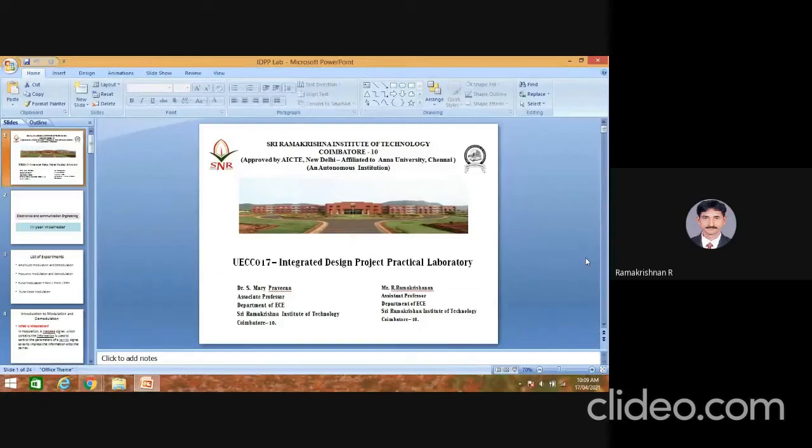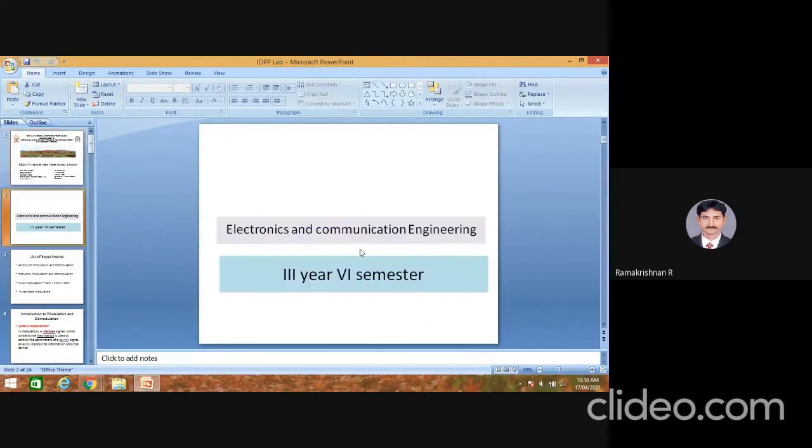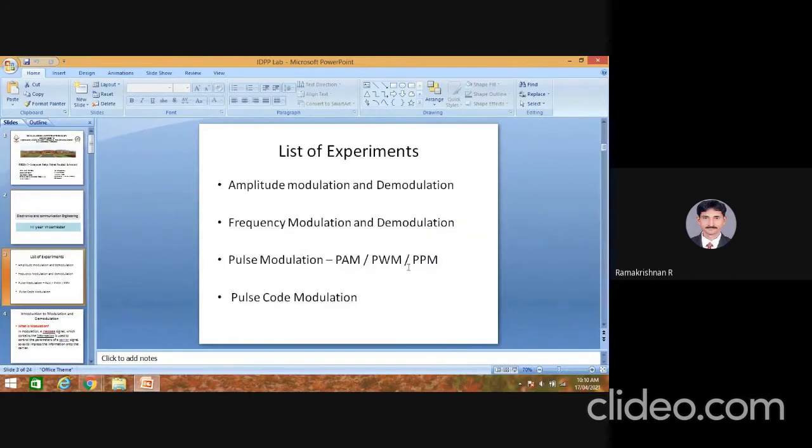Give the demonstration for the course Integrated Design Project Practical, course code UECC 017, for third year BEC students, 6th semester. List of experiments: amplitude modulation and demodulation, frequency modulation and demodulation, pulse modulation, pulse amplitude modulation, pulse width modulation, pulse position modulation, pulse code modulation.